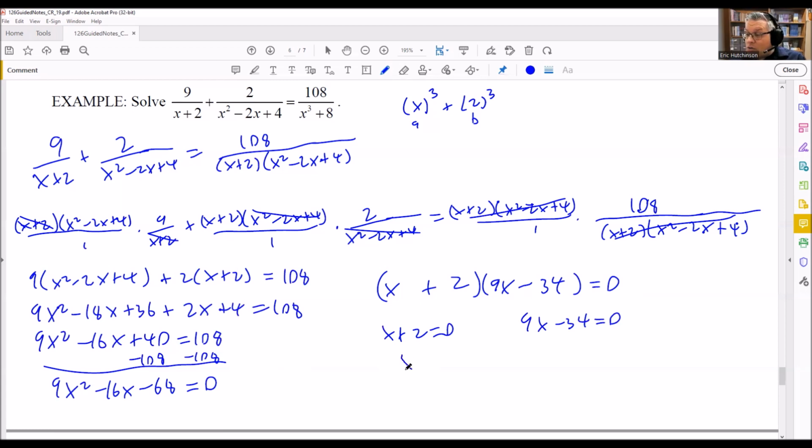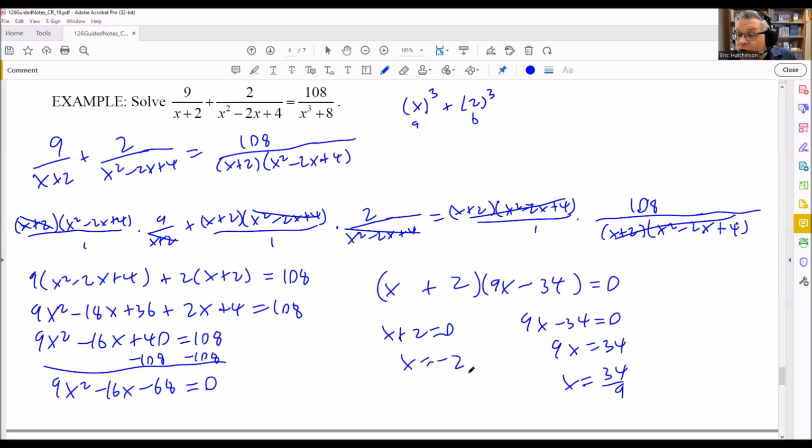And we're going to solve each of these individually. We get x is equal to negative 2. And then this right here, we're going to add 34 to the other side and then divide by 9. And we would get the other answer of 34/9. So both of those are fine because they don't cause any of the denominators to be a 0, except for this very first one we see here.